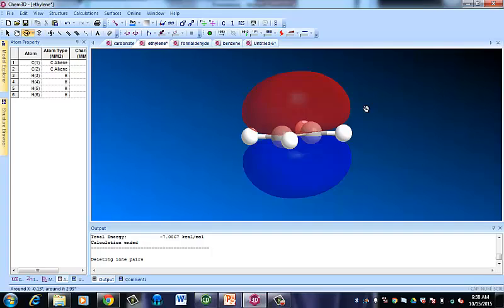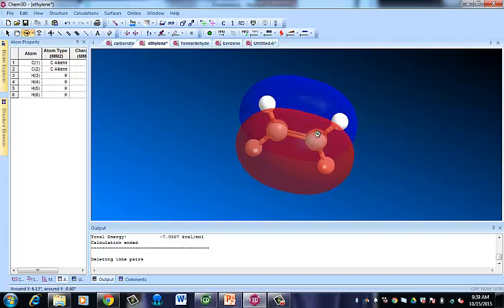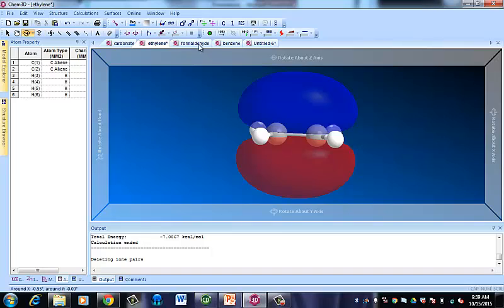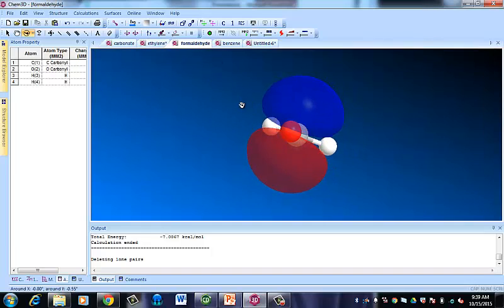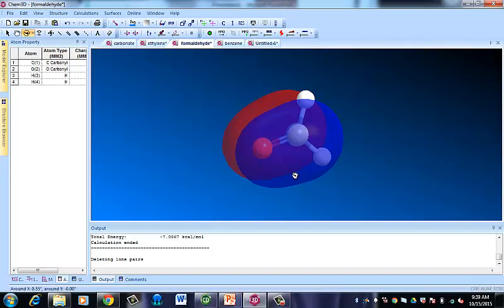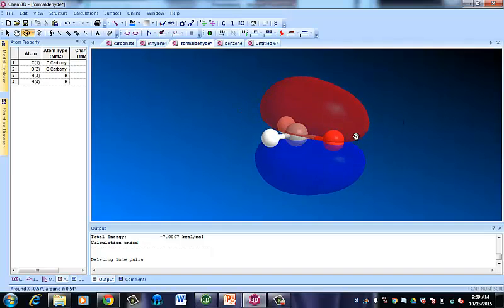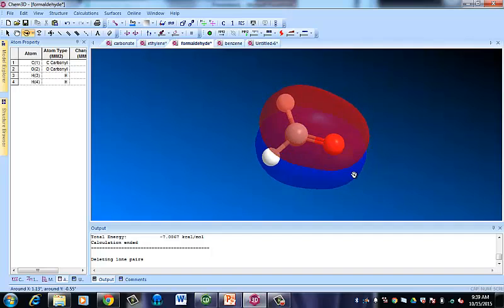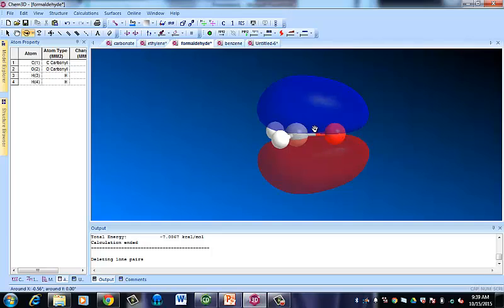So the pi bond in ethylene is a localized pi bond. It's between these 2 carbon atoms. And it looks like a hamburger bun above and below them. That's a localized pi bond. Formaldehyde, CH2O, same idea. You've got the pi bond between the carbon and the oxygen, because there's a double bond between the carbon and the oxygen. The pi bond looks like a hamburger bun, but it's a hamburger bun that's basically around those two atoms.